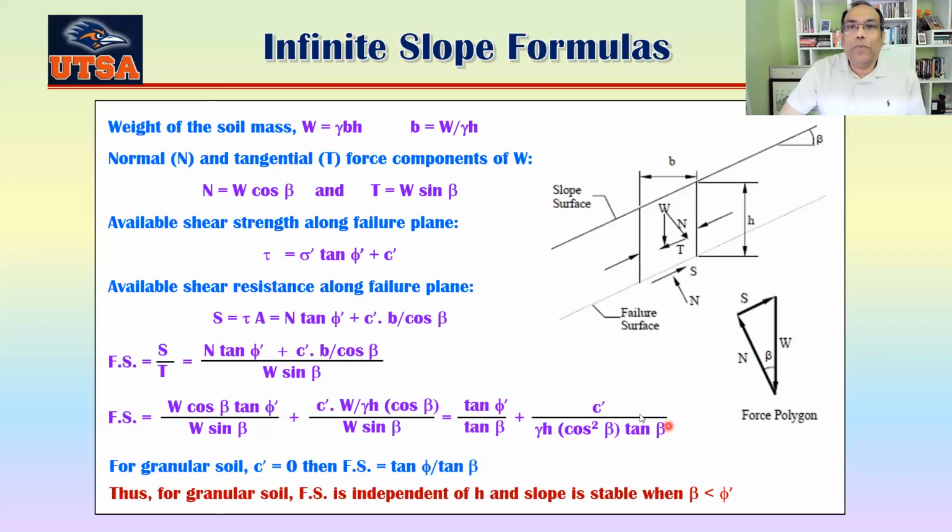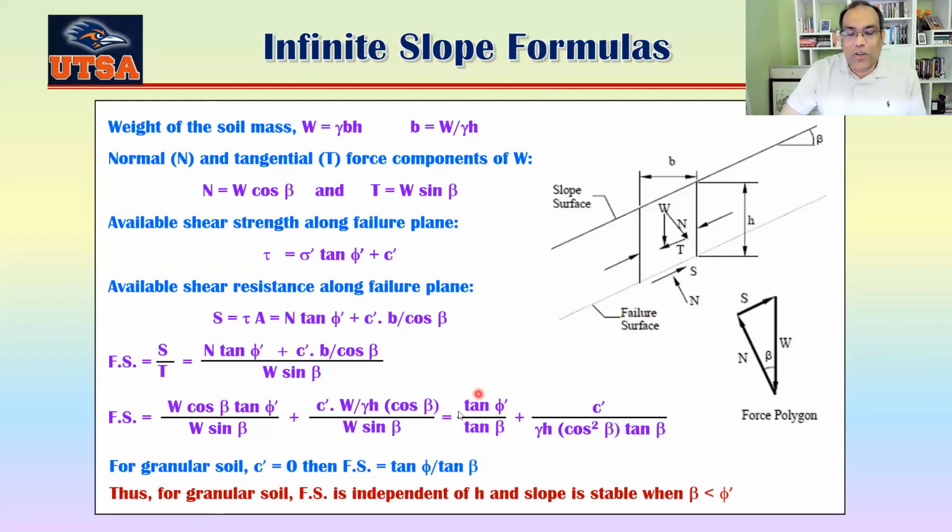Now you have to remember that for granular soil, your cohesion is equal to 0. So then your factor of safety would be just tan phi prime divided by tan beta. What you get from this, first of all, is that for granular soil, your factor of safety is independent of your height, H. There is no H here, right? The factor of safety is just tan phi prime divided by tan beta, so it's independent of the height.